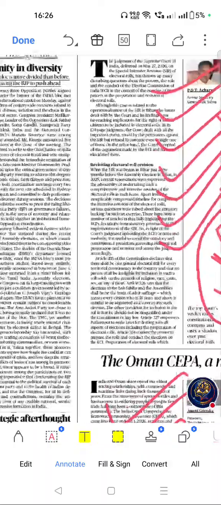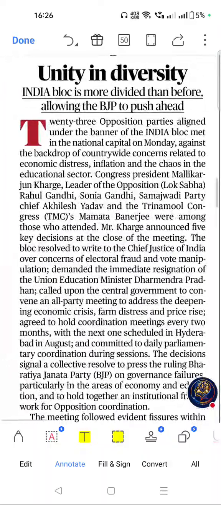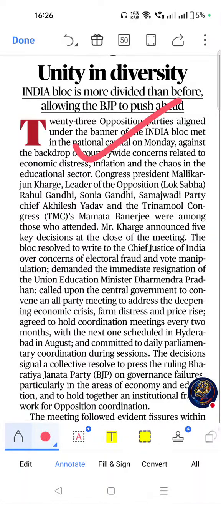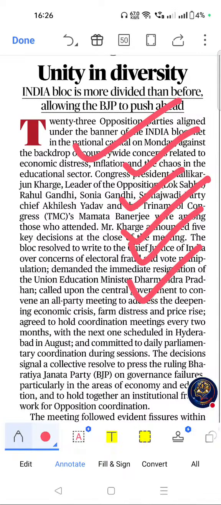from this page was this one. Unity in diversity. If you see the importance of this article, this is useful for mains answer on coalition politics. Helps in understanding party systems and democratic competitiveness. Questions have appeared on coalition governments, parliamentary democracy, multi-party systems. Move on to next important article from this page.